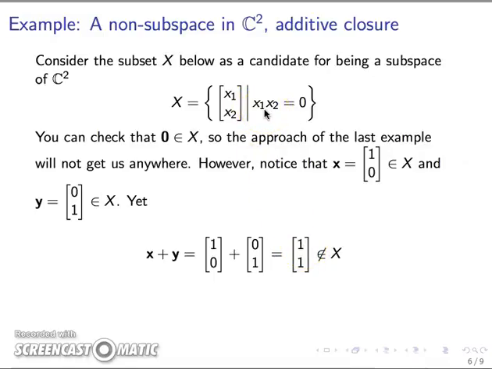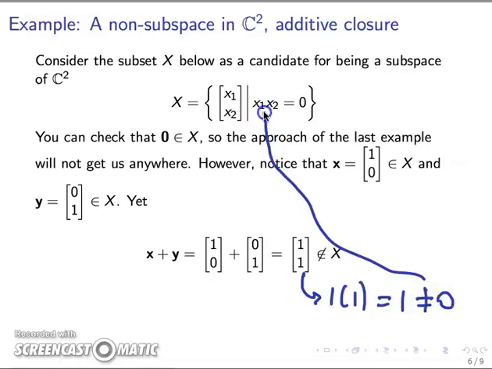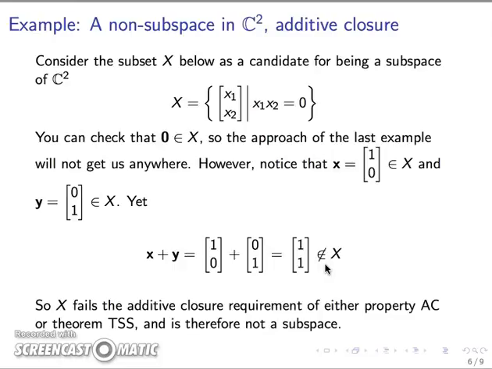With these entries, we say 1 times 1 is equal to 1, and 1 is not 0, and therefore these entries contradict the requirement for being a member of X. So while individually little x is a member of this set and little y is a member of that set, the sum is a new vector that is not a member, and therefore addition doesn't have closure on this set. This fails the additive closure requirement.